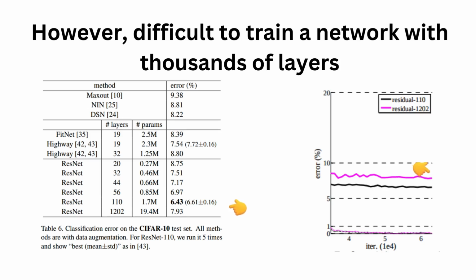However, even for residual neural networks, training thousands of layers was difficult. The original paper pushed the network depth to thousands of layers and overfitted on CIFAR-10.